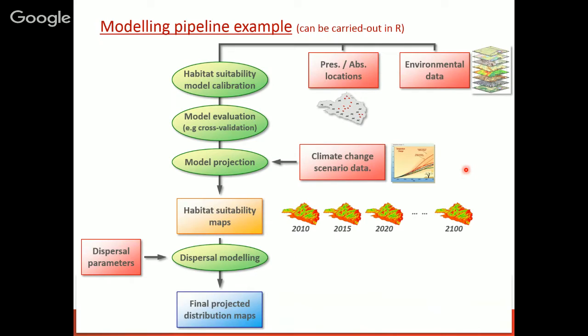So here is an example of a typical modeling pipeline that you would use if you want to integrate dispersal restrictions. First, it is the same as before. You have your presence data and your environmental data. You can model your habitat suitability, evaluate your model, and when you're happy with it, you can project it. This is an example where we are implementing some sort of change in the environment, such as climate change. In that case, you would generate a number of habitat suitability maps for different points in time, for instance every 5 years from, say, 2010 to 2100. Then you feed all this into the dispersal modeling, so MIGCLIM, and you obtain your final projection.